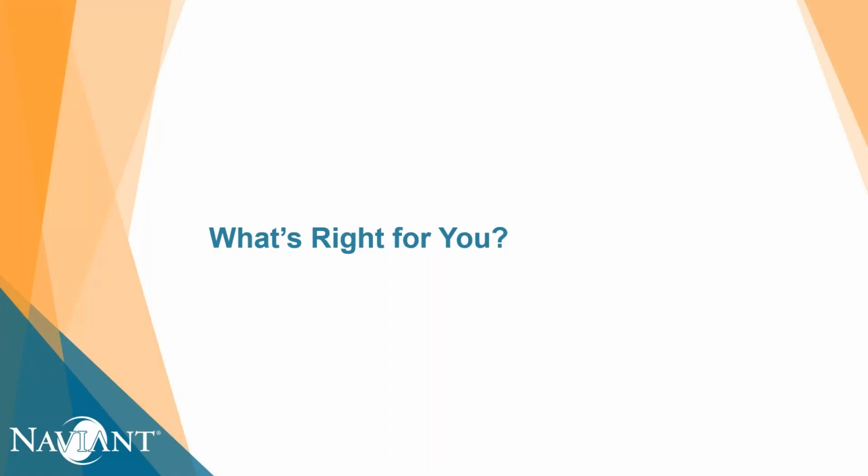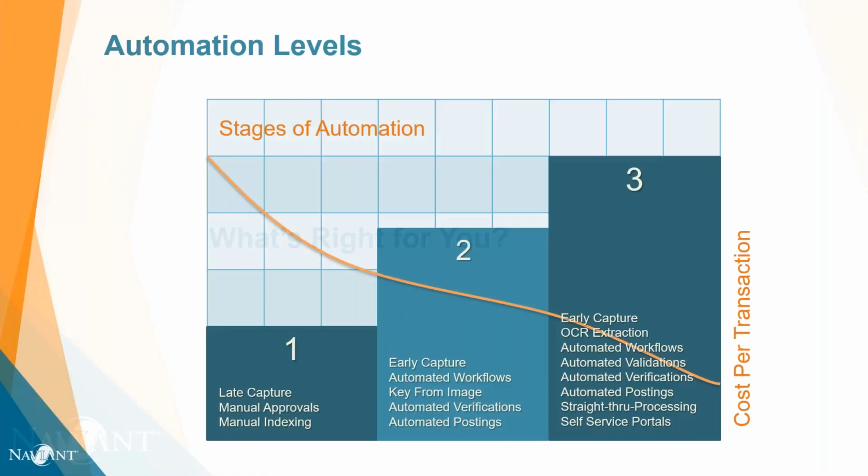So the big question then becomes, what's really right for you? And this truly does depend on your organization. If we categorize these options into levels, level one, option one, is really focused on getting rid of that paper and perhaps linking those images to your ERP. And there's definitely value to that.